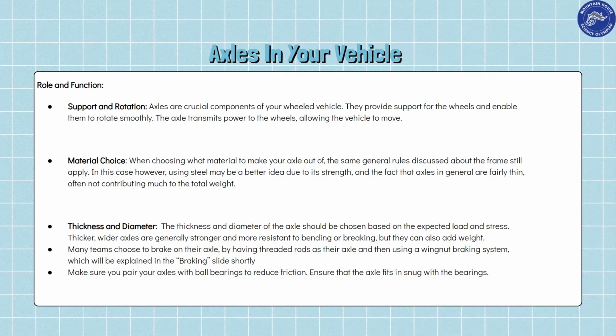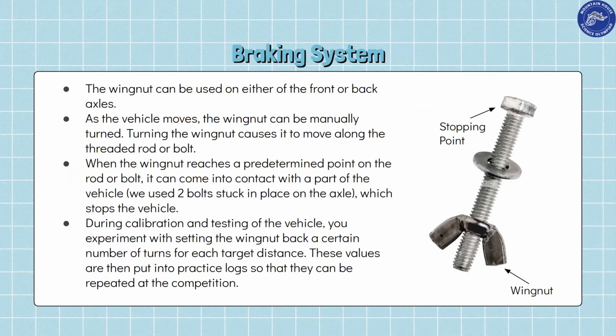Braking system. The wing nut can be used on either the front or the back axles. As the vehicle moves, the wing nut can be manually turned. Turning the wing nut causes it to move along the threaded rod or bolt. When the wing nut reaches a predetermined point on the rod or bolt, it can come into contact with a part of the vehicle.